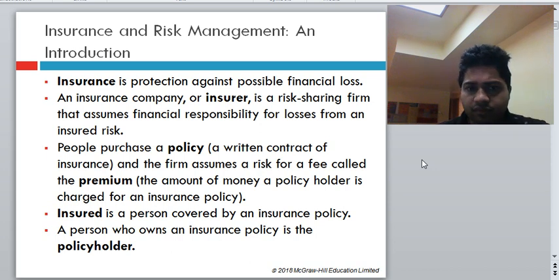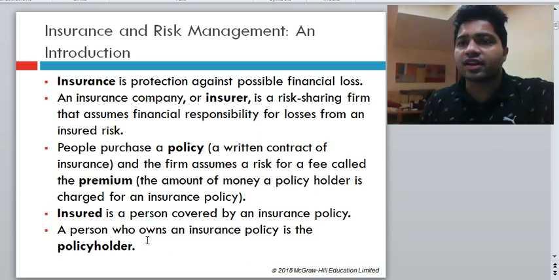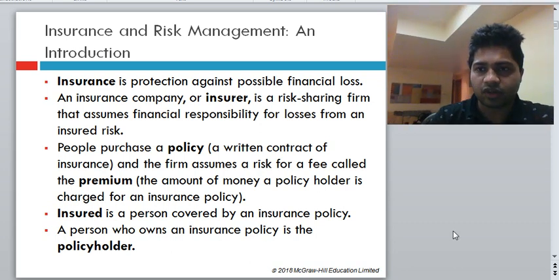Okay, so now insurance is a protection against possible financial loss. An insurance company, or the insurer, is a risk sharing firm. So we share risk with the insurance company. We purchase something called a policy. It's a written contract by paying premium. Insured is the person who is covered in an insurance policy, and a person who owns an insurance policy is called the policy holder. Okay, most of the time policy holder and insured are the same, but they can be different. I can buy an insurance policy in someone else's name too, let's say my wife or my husband. I can do that.